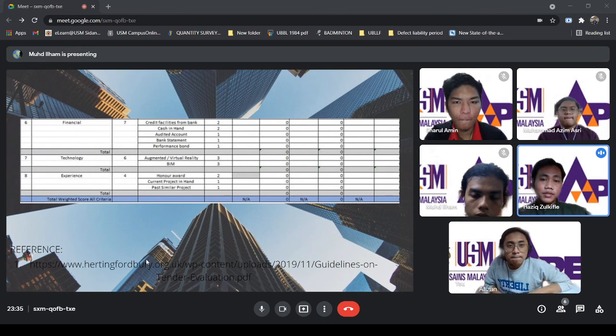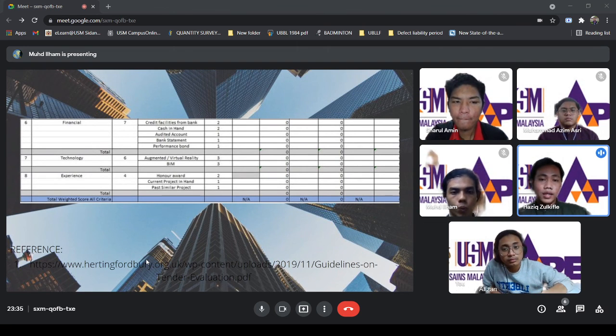Lastly, experience holds the least weightage, which is 4%. Experience in most standard evaluations used to be the top priority in weighted criteria. However, in our scoring system, experience holds the least weight. This is because experience does not indicate the capability of a tenderer in the current situation, due to the evolution of the construction industry in terms of technology and method of construction. A tenderer which can adapt to modern construction methods will be prioritized.